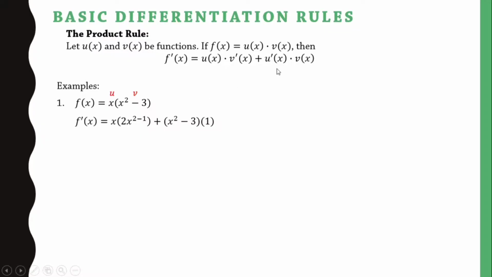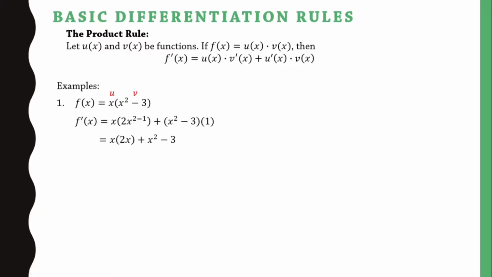Plus u prime of x, so that means we get the derivative of x. Derivative of x is 1. Then v, we simply copy x squared minus 3. So you can interchange your factors or your addends. So we simplify x times 2x raised to 2 minus 1. So 2x raised to 2 minus 1 will simply be 2x. Then x squared minus 3 times 1 will still be x squared minus 3.